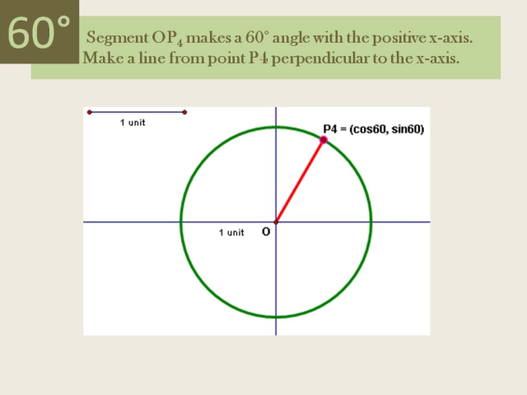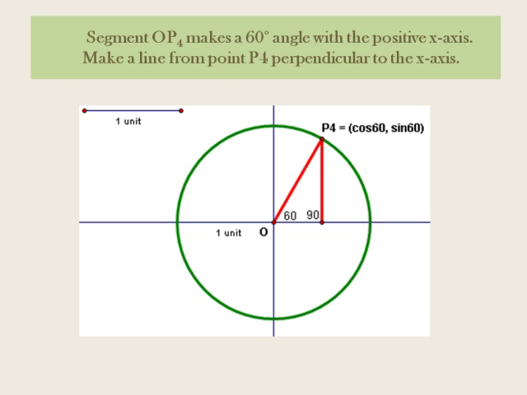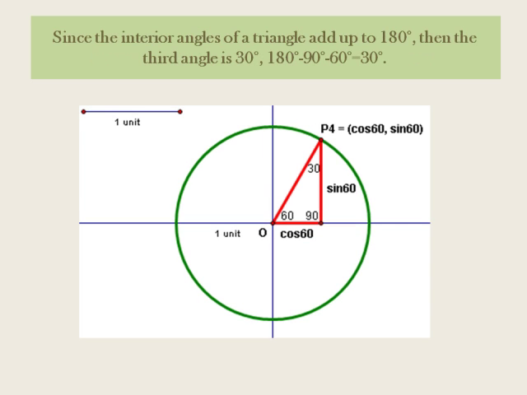Segment OP4 makes a 60-degree angle with the positive x-axis. Make a line from point P4 perpendicular to the x-axis. Since the interior angles of a triangle add up to 180, then the third angle is 30. We got this from 180 minus 90 minus 60.